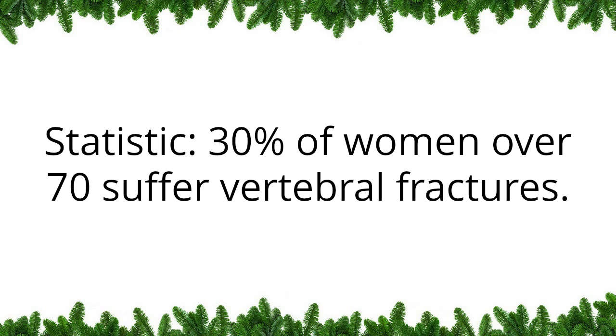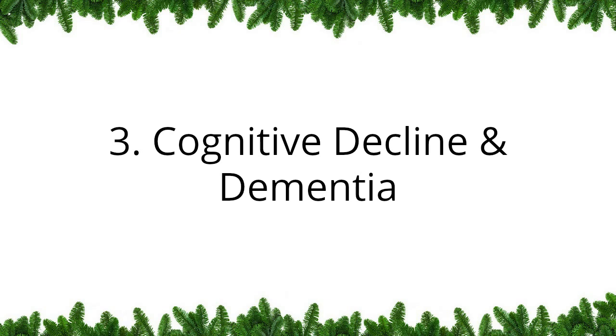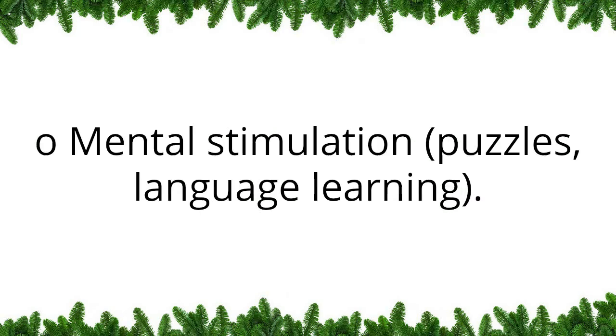Okay, then the other condition that we discussed as part of geriatric syndrome has to do with cognitive decline, and under cognitive decline we talked about dementia as one of the conditions. So preventive strategies for cognitive decline may include mental stimulation. Mental stimulation here can be puzzles, language learning. All this is important for the elderly in order to reduce cognitive decline.